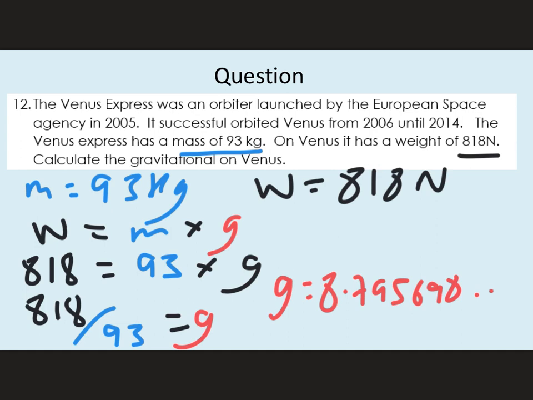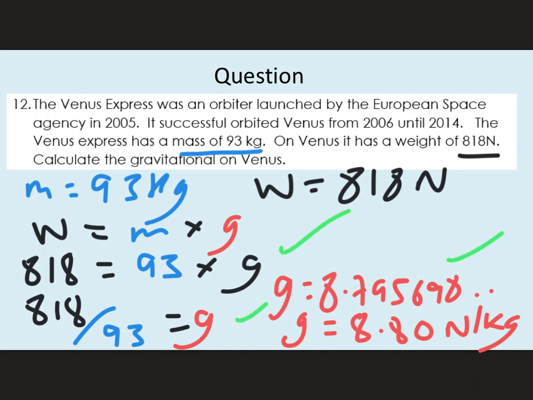In the question, we've got a weight of 818, which is 3 significant figures, which means that our gravitational field strength G is equal to 8.79, which would round up to 8.80 newtons per kilogram. Looking at how to mark a question, we get a mark for putting the numbers into the equation, a mark for the correct rearrangement, a mark for the correct answer, and a mark for the correct units of newtons per kilogram.